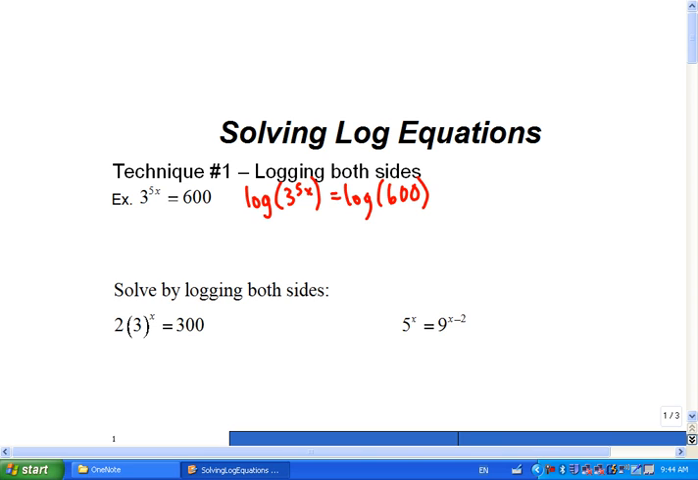And the reason we want to do that is now I can use the log laws to take that power, that exponent, and move it to the front. So by doing so, now I can solve this for x. It's just regular multiplication here. So I have log 3 and log 600.